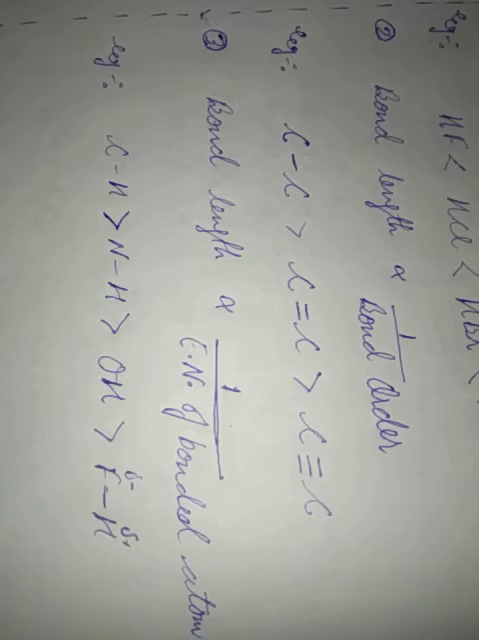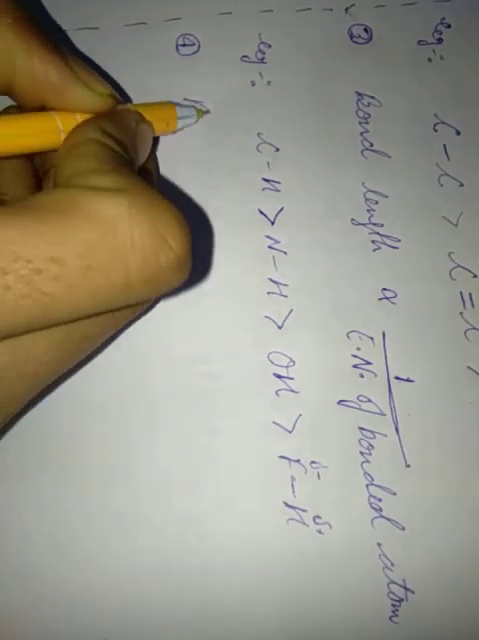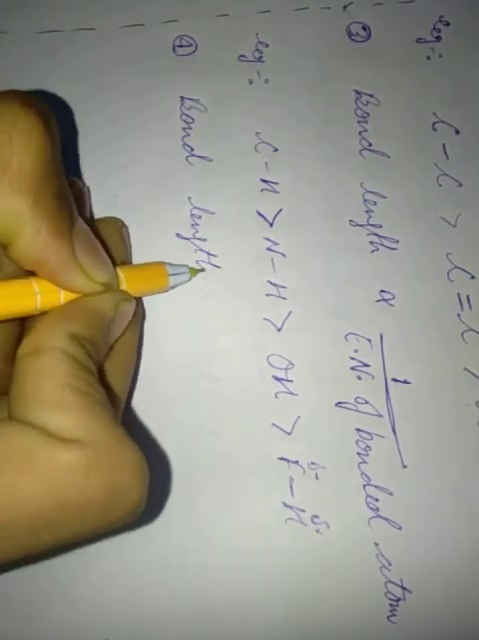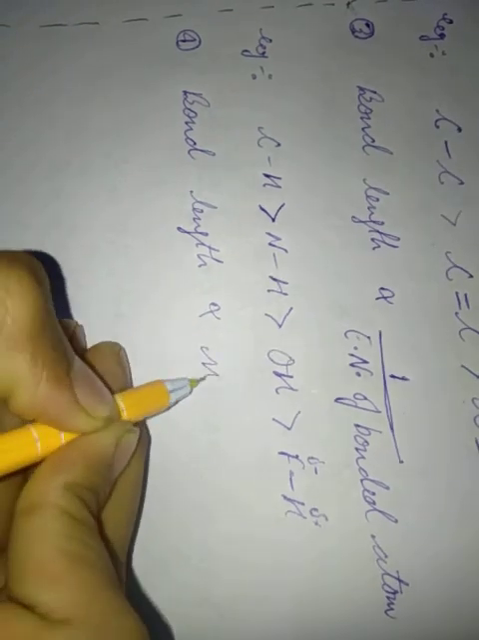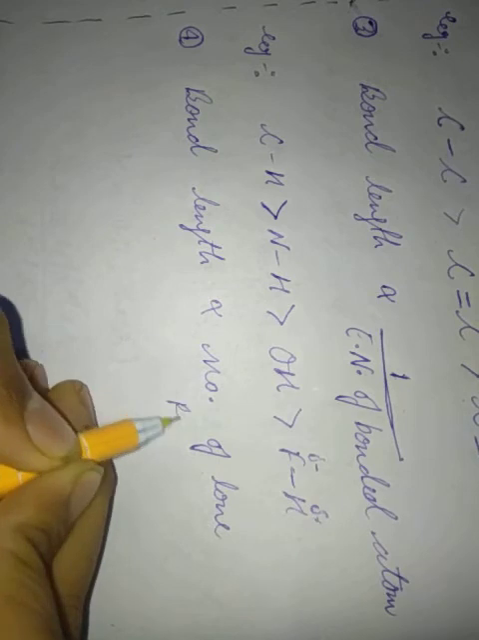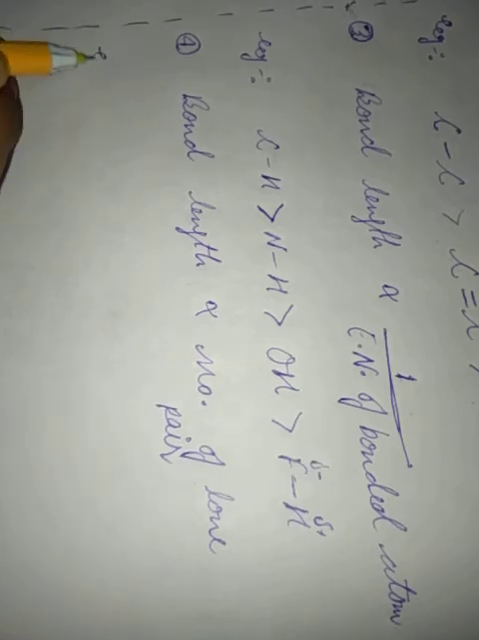Okay. And if the above cases fail, then what can we do next? The fourth is bond length is directly proportional to the number of lone pairs. Means those atoms that have more lone pairs will have more bond length.